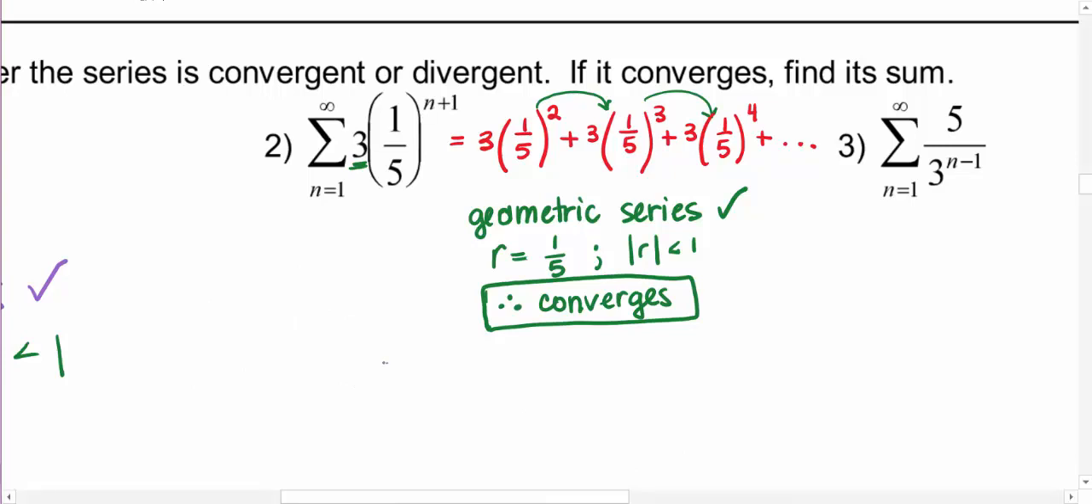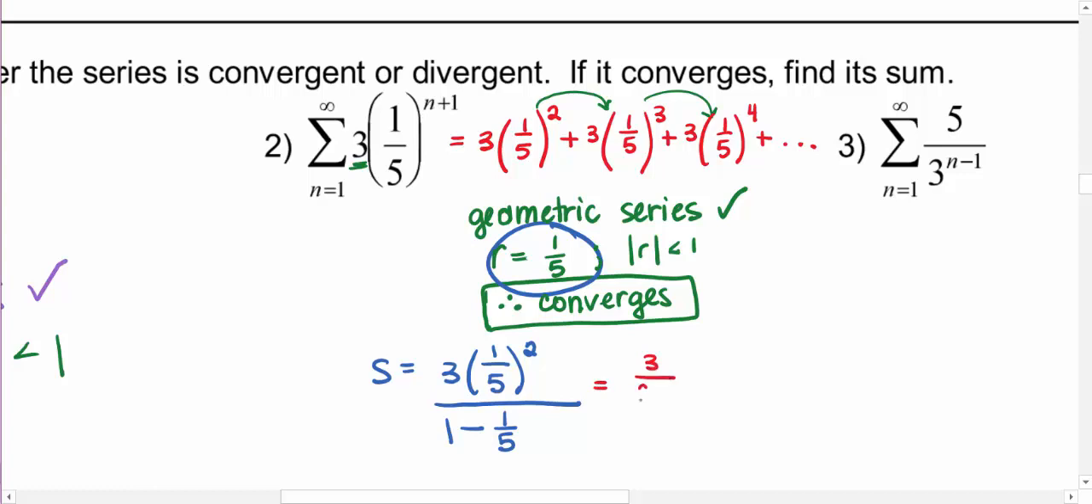Okay, now because it converges, I can go ahead and find the sum. And again, my sum is going to be the first term, which I should know is 1 over 5 quantity squared times that 3. So there's my first term, over 1 minus that rate that I found earlier. In this case, it was positive 1/5, so it just would be 1 minus 1/5. And if you rewrite this, this is 3 over 25 all over 1 minus a fifth, which is 4/5, if you wanted to do that.